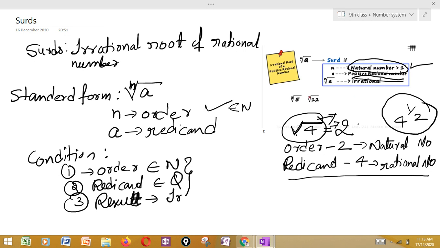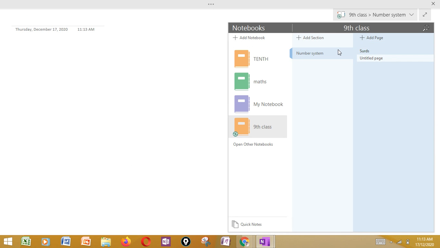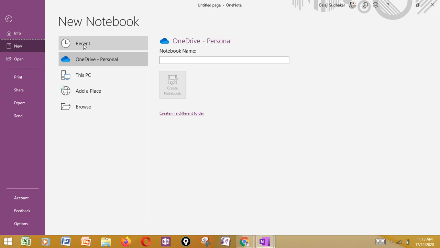Anyone want to repeat the same thing I have just told about the conditions to be called a surd? Order can be a natural number, sir. Very good. And radicand can be a positive rational number, sir. And result can be an irrational number, sir. The result should be irrational, then only that number is called a surd.